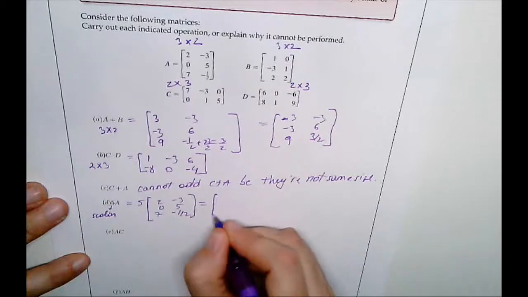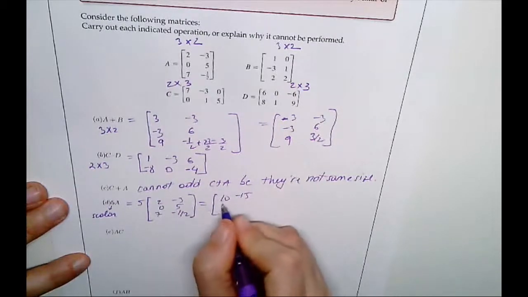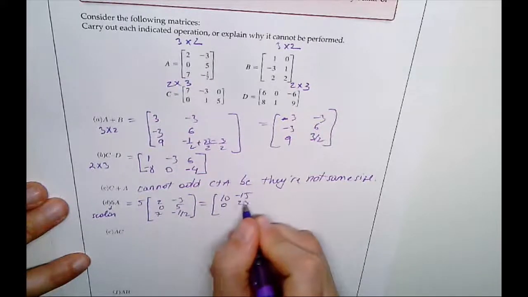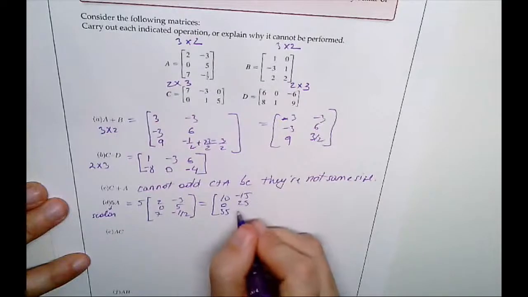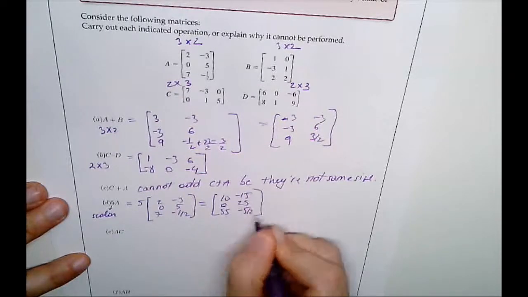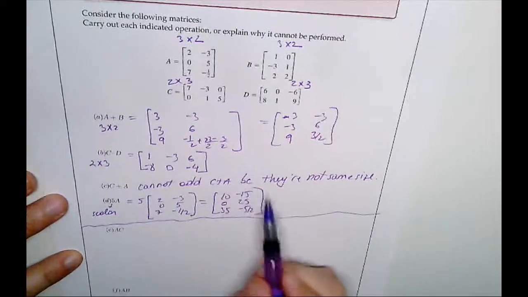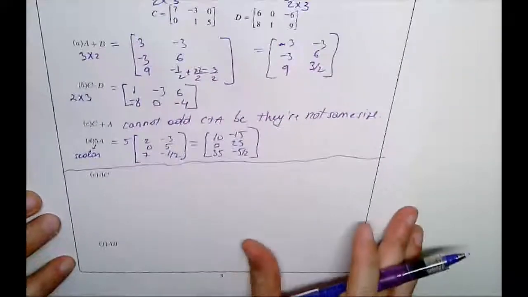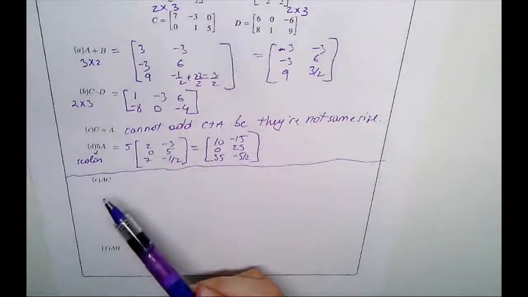So I'm going to have 10, 5 times 2, 5 times negative 3 is negative 15, 5 times 0 is 0, 5 times 5 is 25, 5 times 7 is 35, and 5 times negative 1/2 is negative 5/2. So if I need to multiply by a scalar, each entry in the matrix is going to get multiplied by a scalar.